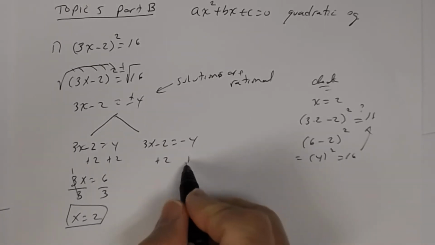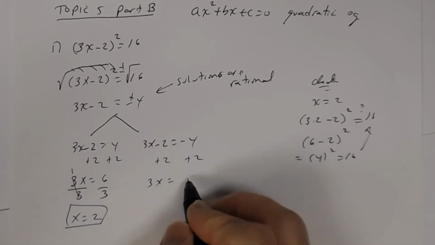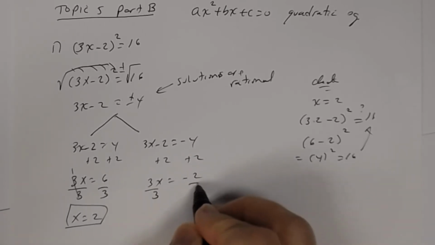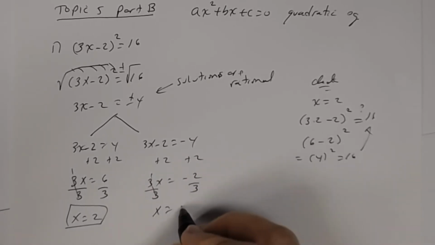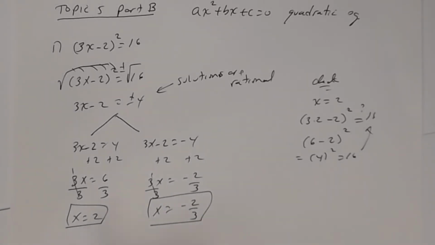Now, the other one was this. So now you're going to add 2 to both sides here. So I get 3x equal a negative 4 plus 2, which is a negative 2. Divide both sides by 3. I get x to be negative 2/3. And so those are your two solutions. Okay? And so those are rational solutions.